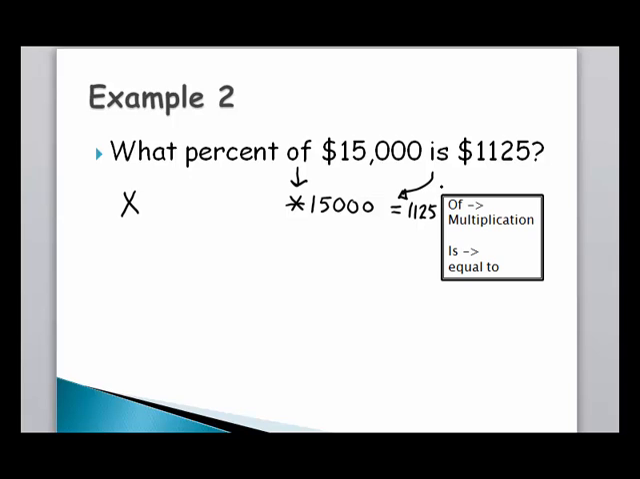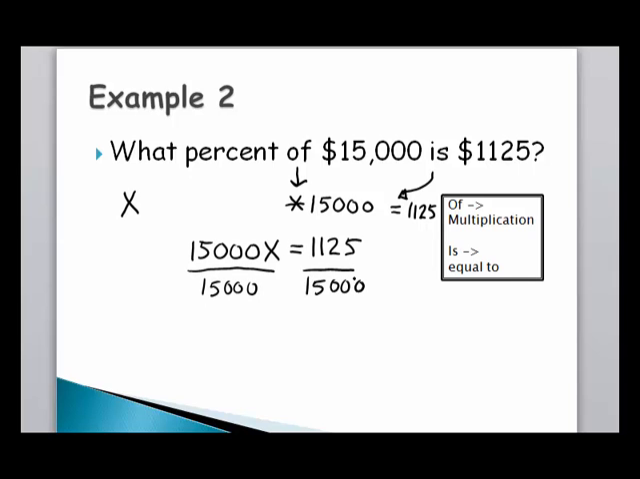And so again, if we rewrite our equation, we have 15,000 times x equal to 1,125. To solve the equation for x, we're going to divide both sides of the equation by 15,000. And so plugging into our calculator, 1,125 divided by 15,000 gives us 0.075.